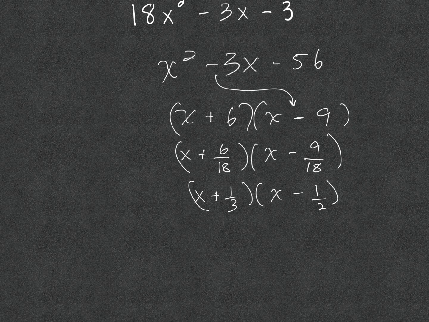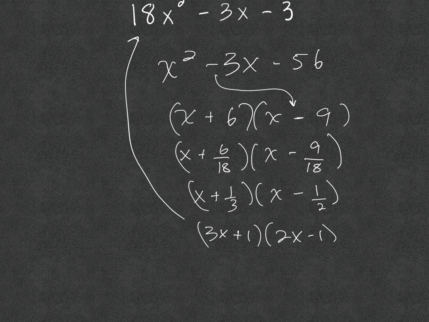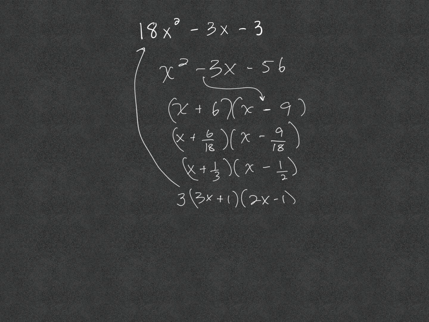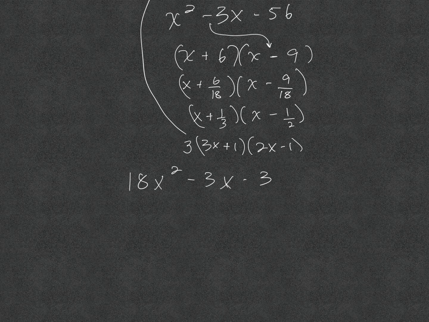Okay, now we're going to multiply 3x plus 1 times 2x minus 1. Does that give us that? No, because we forgot to do something. In this method, you have to remember to factor out a number first. So this works, but there's supposed to be a 3. We forgot to do that. So what we should have done is we should take 18x squared minus 3x minus 3, factor out the 3 first. You get a 6x squared minus an x minus a 1.